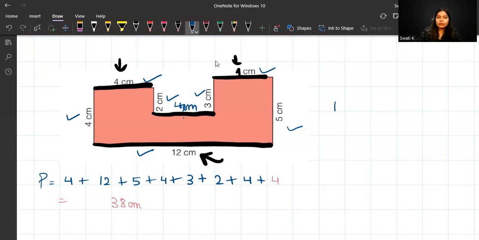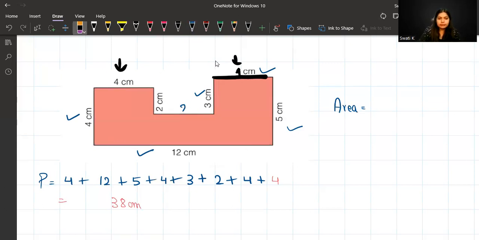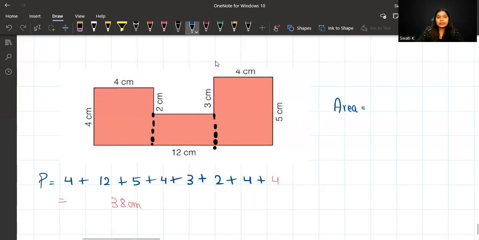Okay, let's find out area. So for area, I'll be just erasing everything. I'll remember that that is 4, right? So let's erase everything and let's find out the area quickly. So here I'll be doing two things. I'll be just making one line here and I'll be making another line here. So I have basically three parts, right? First part I can say, second part and the third part. Remember this one was 4 centimeter.